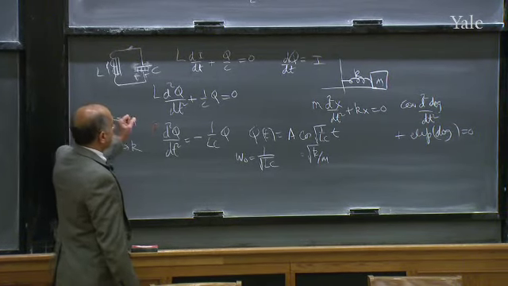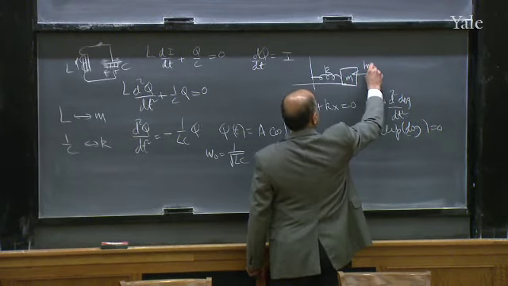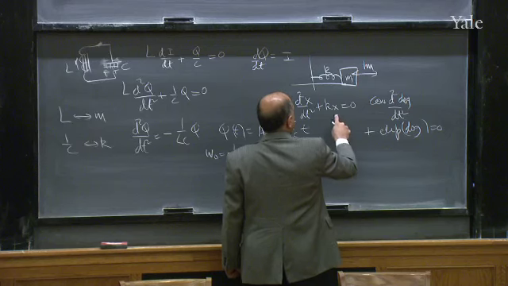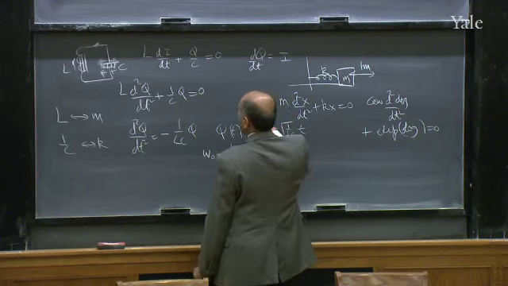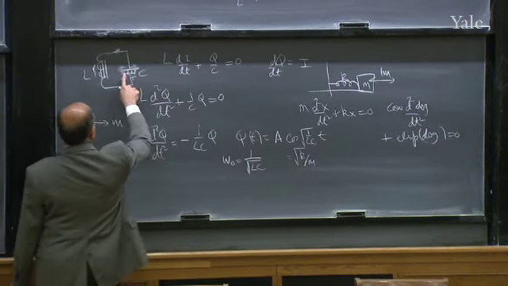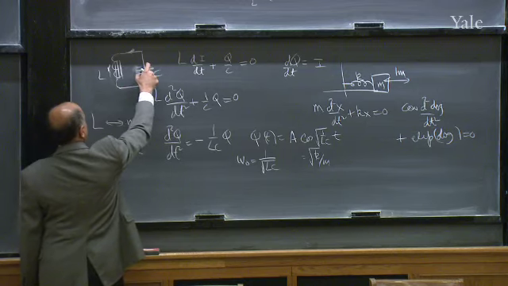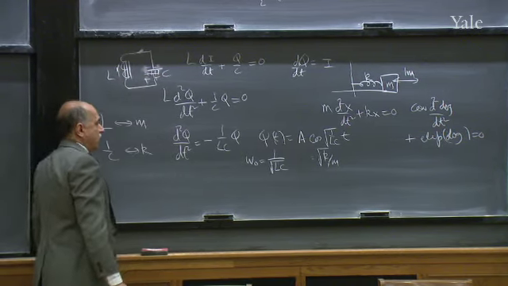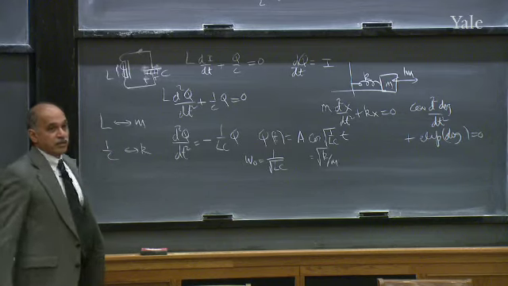For example, to say that I pulled the mass by 1 meter is to say that x was given a non-zero value and dx/dt was 0. The analogous thing here will be q was given a non-zero value and dq/dt, which is I, is 0. That means the capacitor was charged, the inductor was not carrying any current. Then I let it go. What happens? The problems are identical.